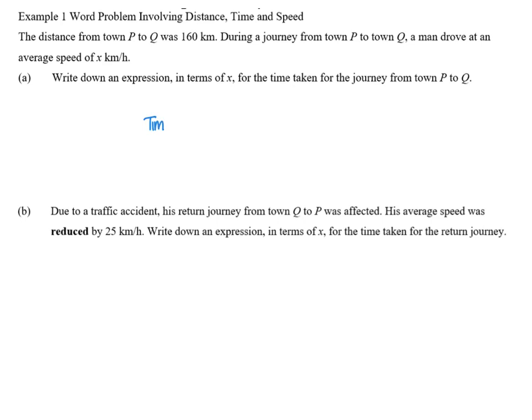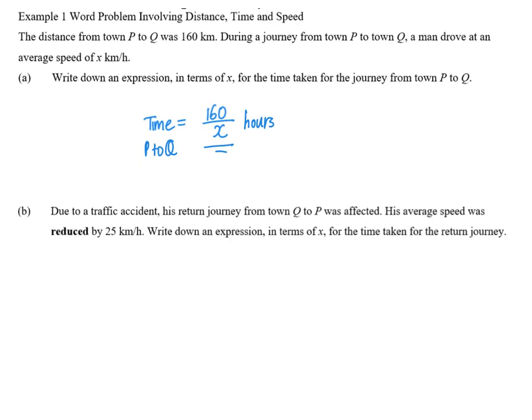Time equals distance divided by speed. So notice the units. The distance in this case is in kilometers. The average speed is in kilometers per hour. So for our case, we'll get the time in hours. So this one will be 160 over x hours. Okay, this is the time from P to Q.